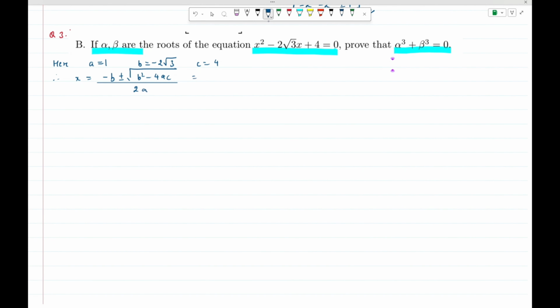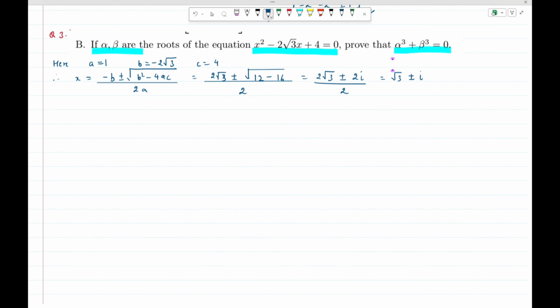So negative of b will become 2 root 3 plus minus square root of b square, which is 12, minus 4 into a into c, that's 4 into 1 into 4, which is 16, divided by 2 times a, and that is going to be 2. So this is 2 root 3 plus minus square root of -4, that will be 2i, over 2. So that is root 3 plus minus i.